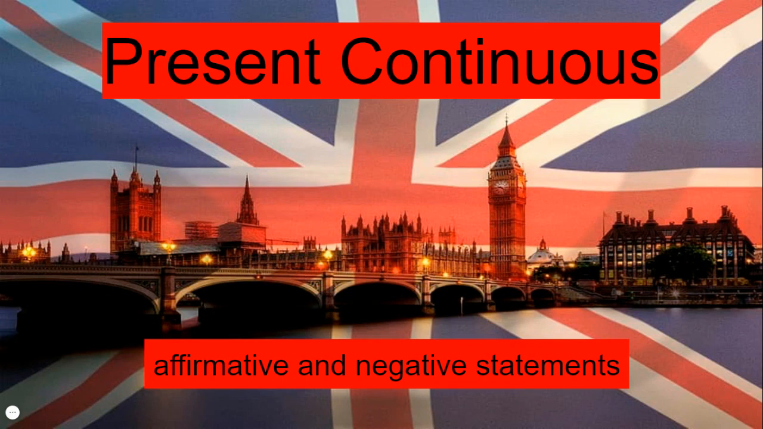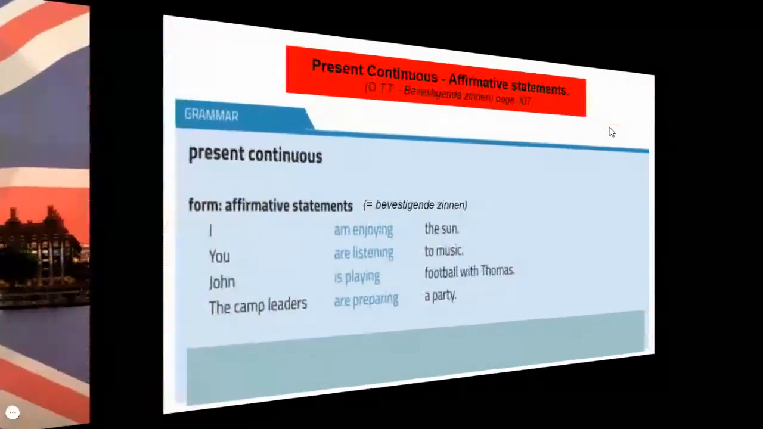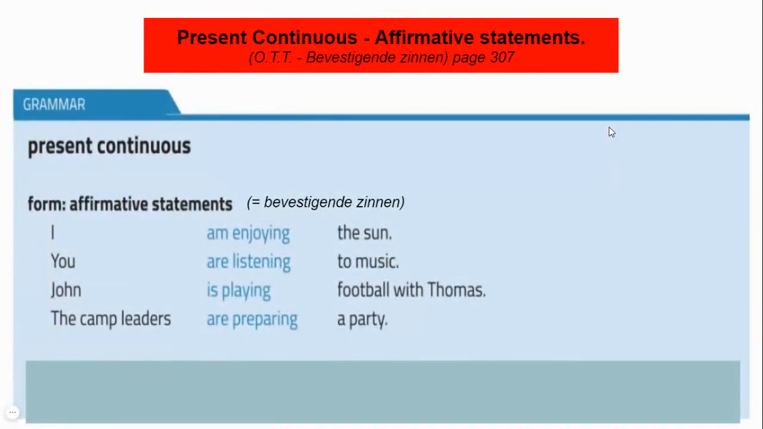In this part we're going to talk about affirmative and negative statements. Take your workbook on page 307 and have a look at the blue grammar box. Step 1. Affirmative statements, or bevestigende of positieve zinnen. Schrijf deze vertaling ook eventjes op in de blauwe kader.